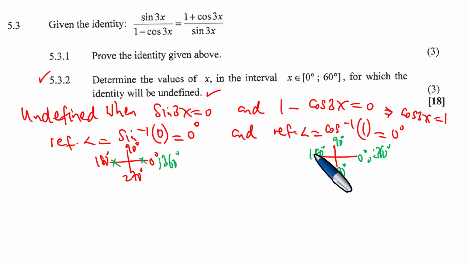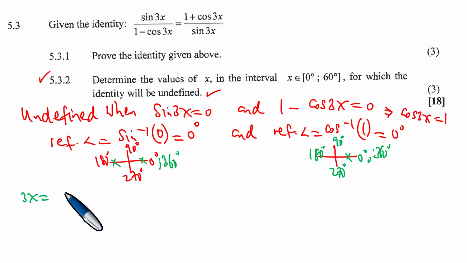Now, the cosine is 1 at multiple places. It is 1 here at 0 and 360 degrees, but at 180, the cosine of 180 becomes exactly a -1. Okay, now we are in business and we're able to see this, and we say 3x.